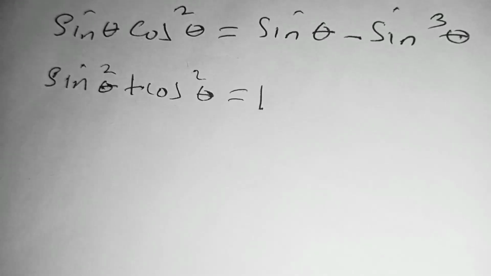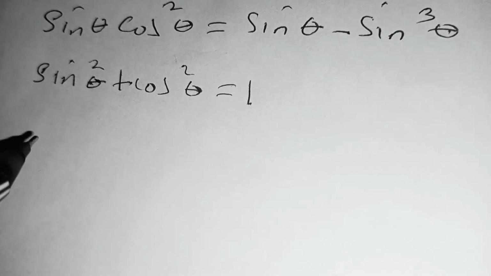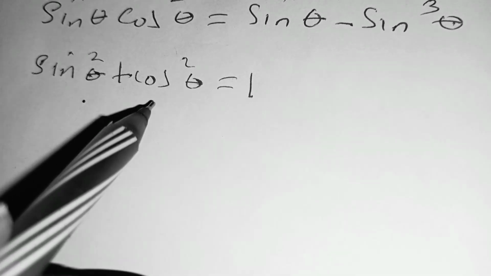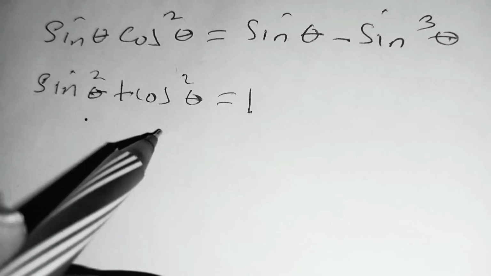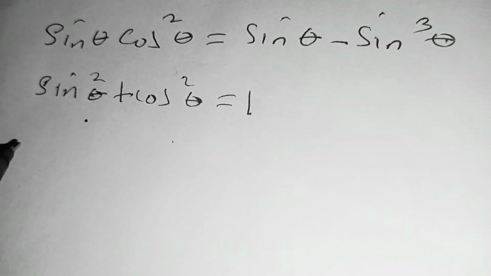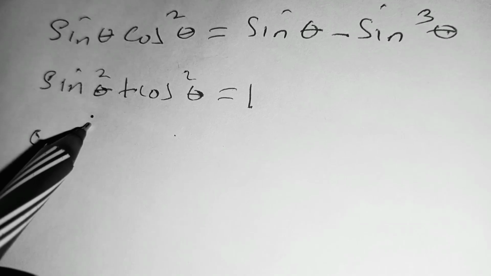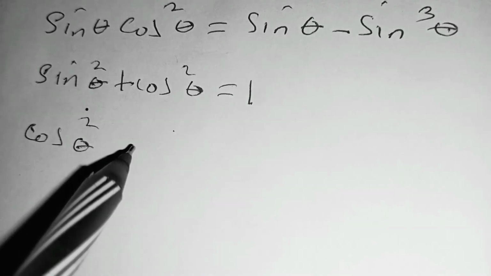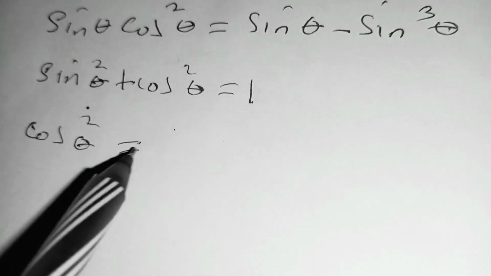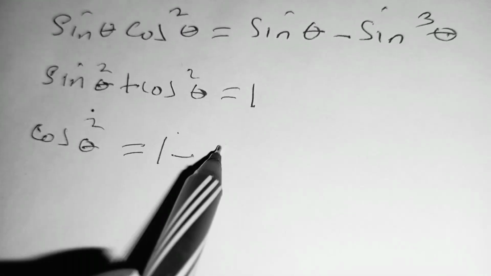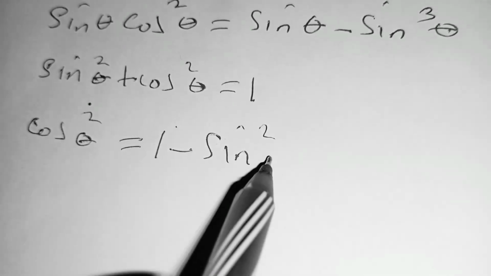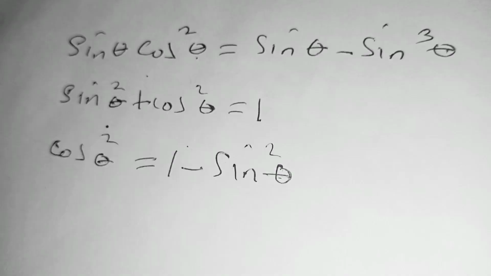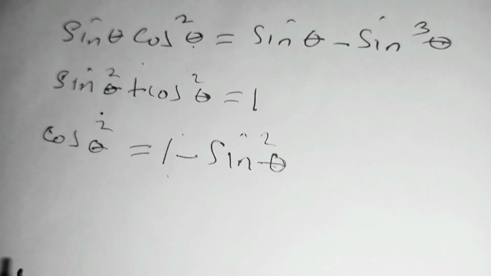For any acute angle, if you take the sine of it and square it, and you add the cos of it squared, the answer will be 1. So from here, we subtract sine squared theta from both sides, so that on the left hand side we are left with cos squared theta, and on the right hand side we have 1 minus sine squared theta. So where you have cos squared theta, you substitute with 1 minus sine squared theta.